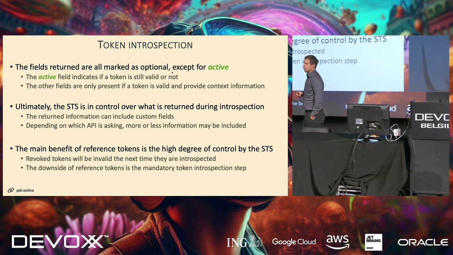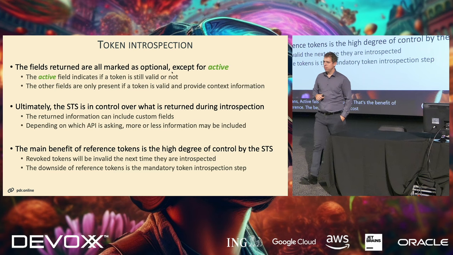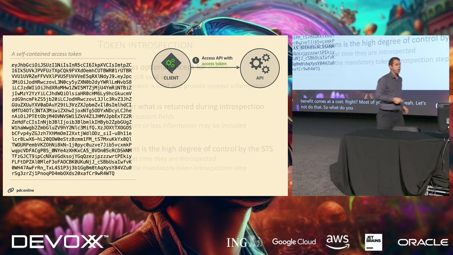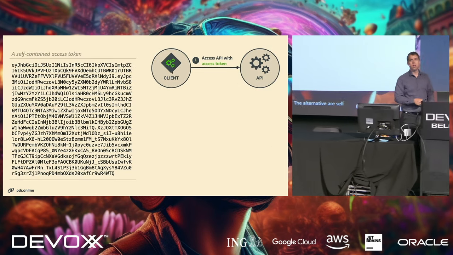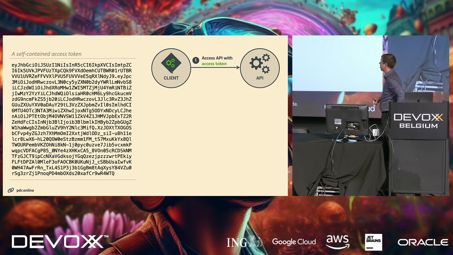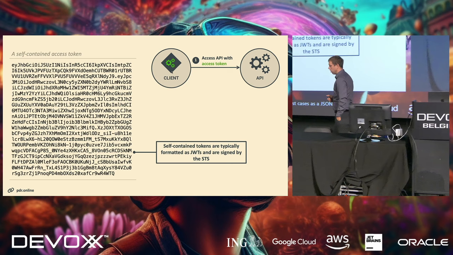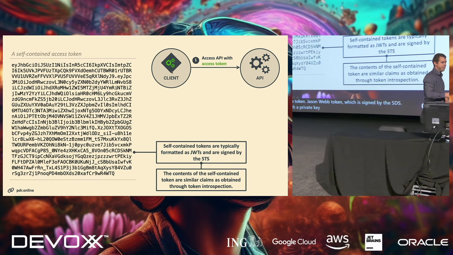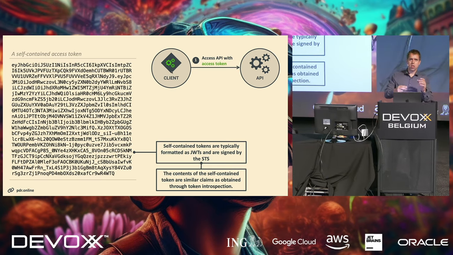The benefit comes at a cost, right? Most of you are like, yeah, let's not do that. So what's the alternative? The alternative is self-contained tokens. They're bigger. That's their downside. A self-contained token contains all the information right there, and it's encoded in most cases as a JSON web token, which is signed by the STS with a private key. So the STS has signed that token, and in that token are claims, and those claims are the same as you would get from token introspection.